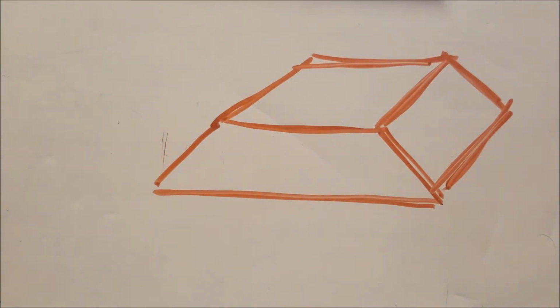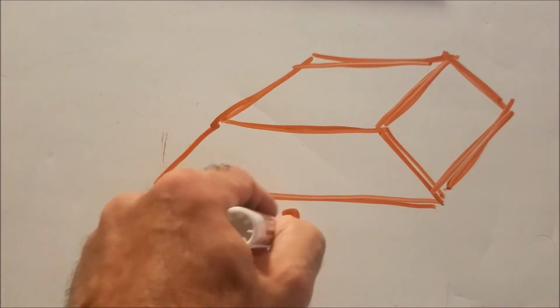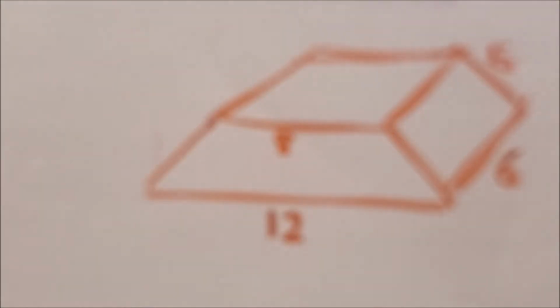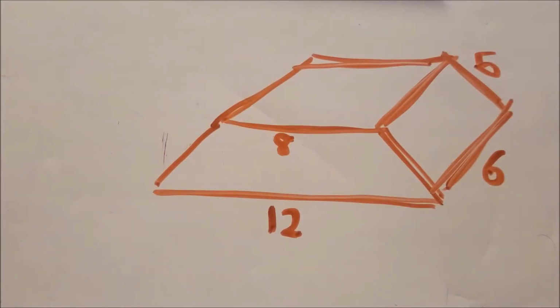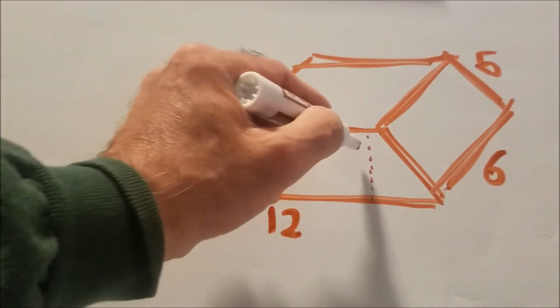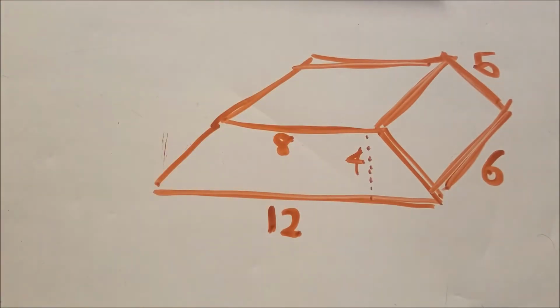And let's put some measurements to it. Let's say we have a 12 here, an 8 here, a 6 here, and we'll have a 5 there. We'll just say they're units. The only thing we're missing is a height, so I'll put the dotted line here for height. Let's just say it's 4.